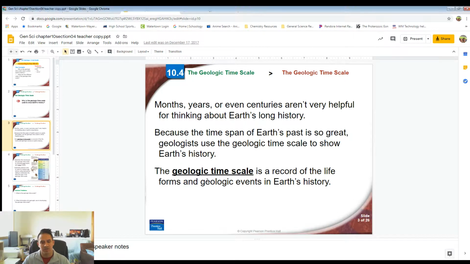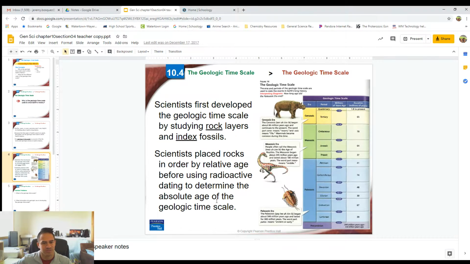Okay, so because the time span of Earth is so large, we use the geologic time scale to show Earth's history, and it's basically a record of all the life forms and all the major geologic events that have happened in Earth's history, organized in a table and cut up into different chunks or sections.